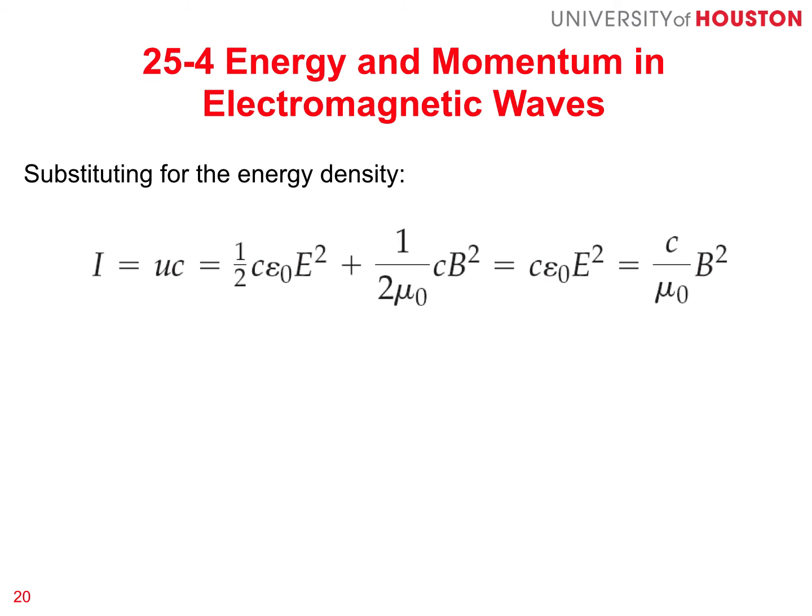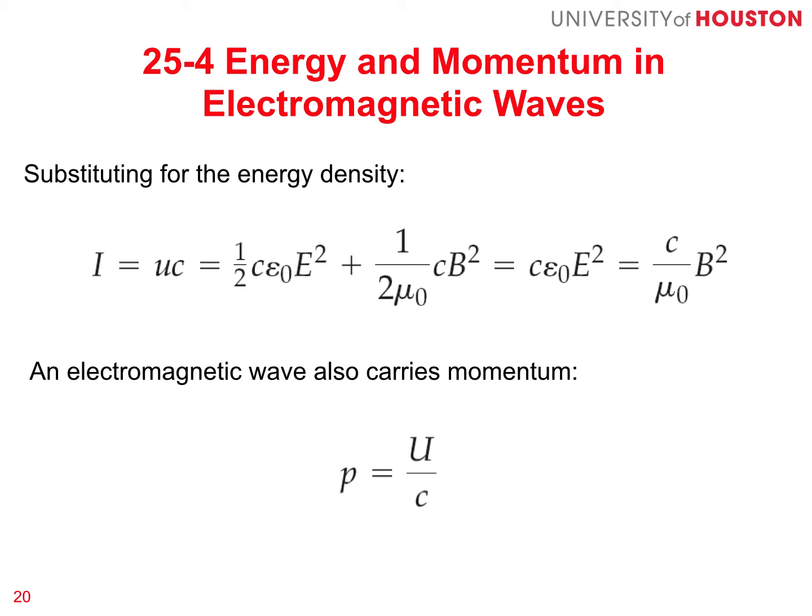Now, if we take the previous expressions for energy density, which we determined on slide 18, one can show that the intensity is either equal to the speed of light times epsilon zero times the E field squared, or the speed of light divided by mu zero times the B field squared. An electromagnetic wave will also carry momentum, and that momentum is equal to the energy of the wave divided by the speed of light.